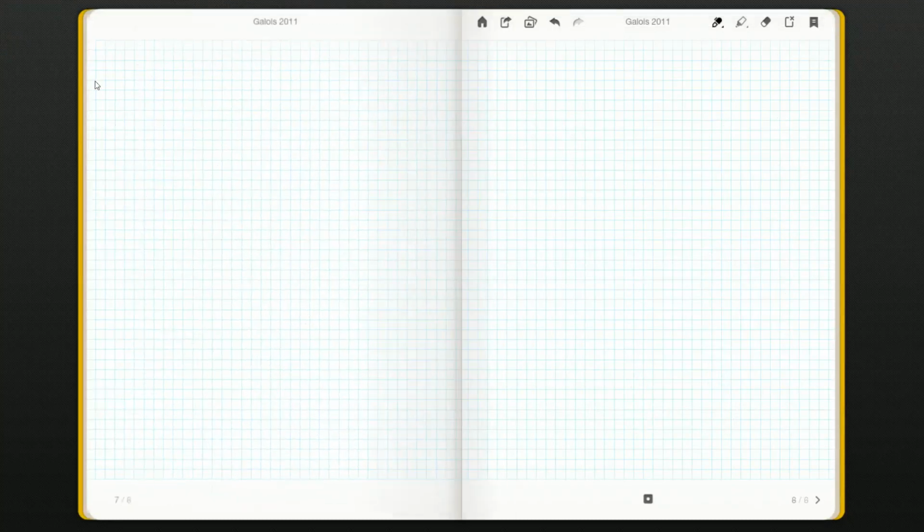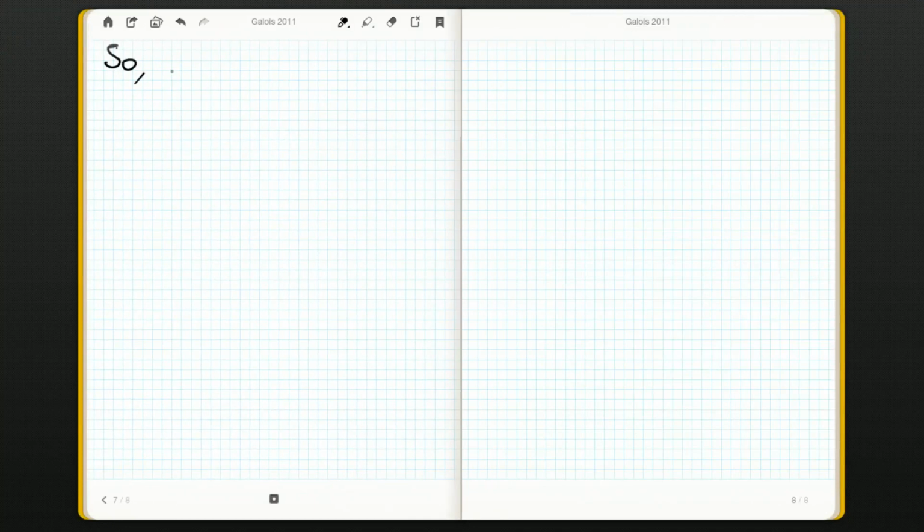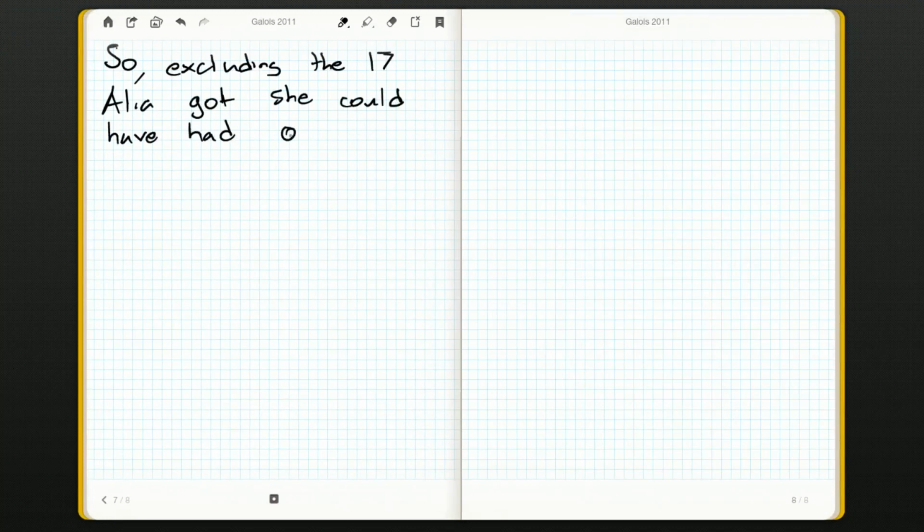So I'll make a little statement here. So excluding the 17 that Aaliyah, I think was her name, got, she could have had 0, 5, 7, 10, 12, 15, and 22. So you notice that 0, 5, 7, 10, 12, 15, 22, and the original 17, that's 8 different possibilities.